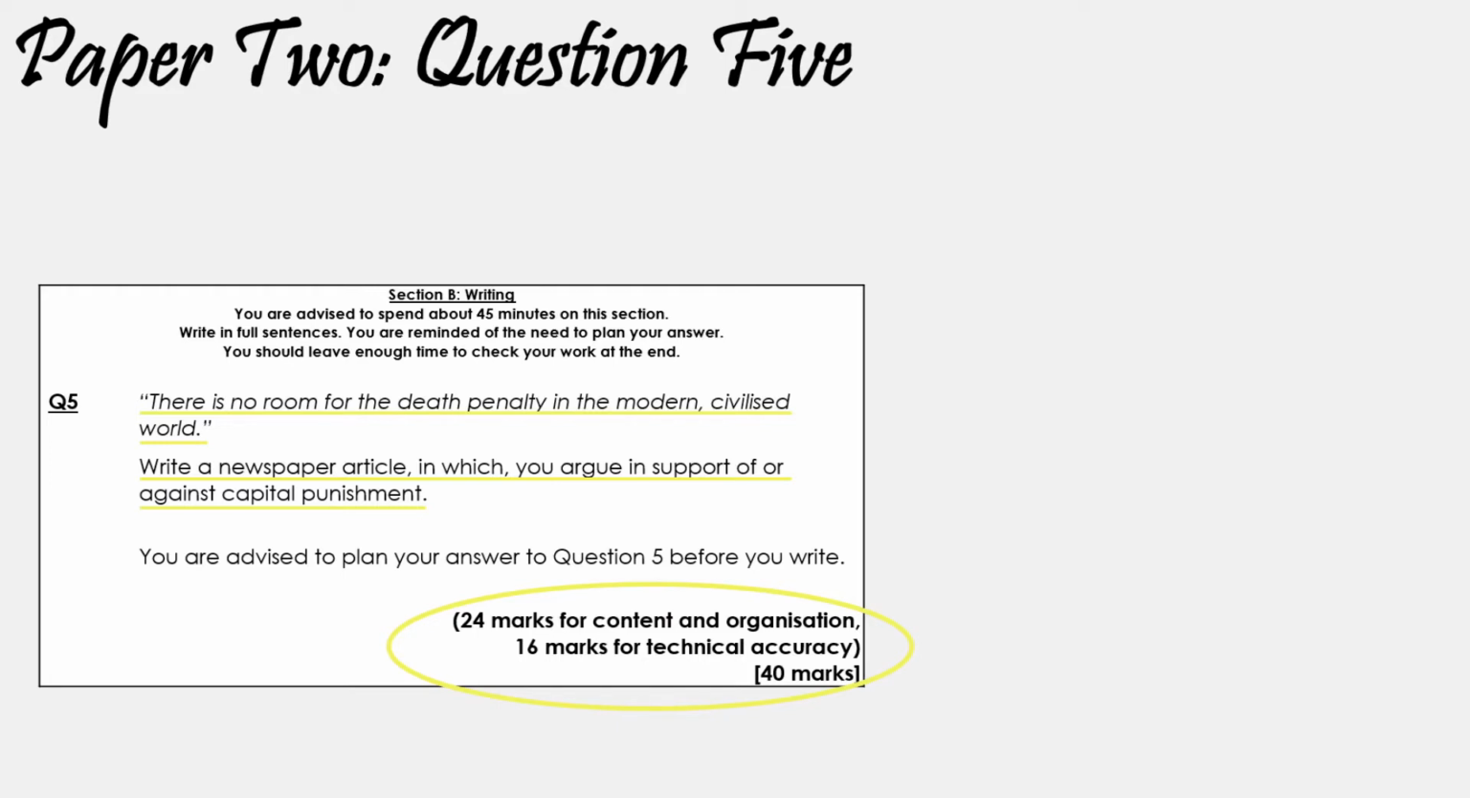Now, you get 24 marks for Assessment Objective 5, which is the content and organisation of your writing, and 16 marks for Assessment Objective 6, which is your technical accuracy. This makes question 5 out of 40 marks. It is worth a whopping 50% of the exam paper. It's worth the same amount of marks as question 1, 2, 3 and 4 put together. Do not neglect it. Based on the grade boundaries over the last couple of years, you cannot pass the paper if you miss this question out, which is why we always answer question 5 first.